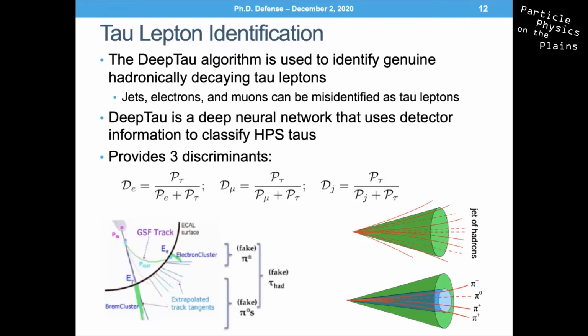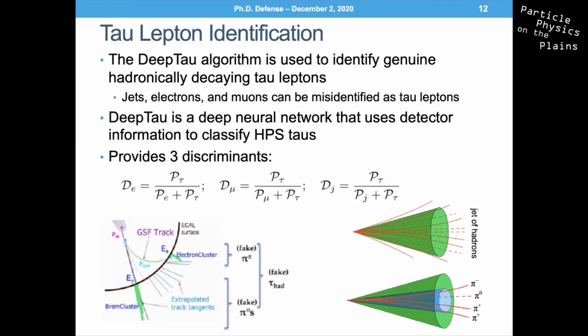So you can see all of these constituents inside this jet can be misidentified as charged pions or neutral pions. But the thing to see here is that in this jet of hadrons diagram, the particle multiplicity is much higher, and it's not nearly as collimated as this tau, the bottom diagram. So there are some distinct differences that we can use to identify true hadronically decaying taus from these fakes.